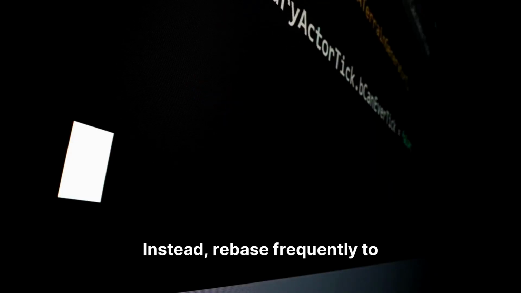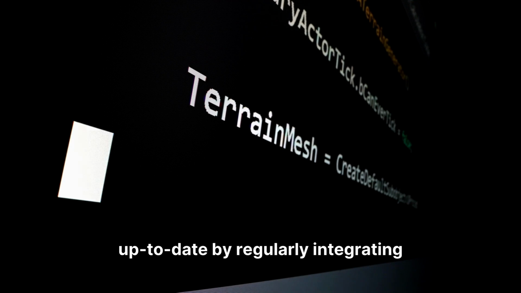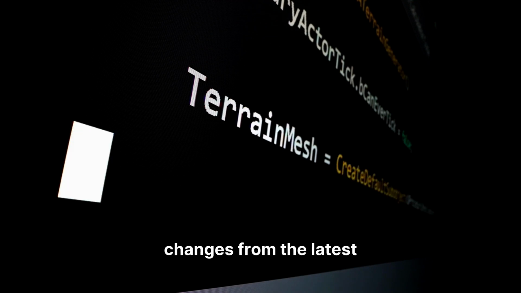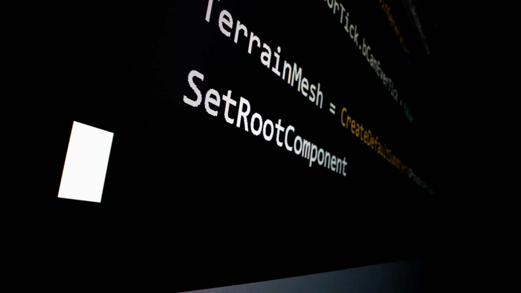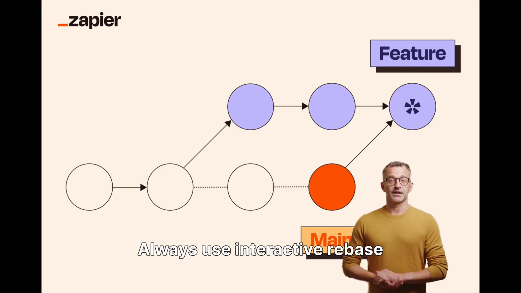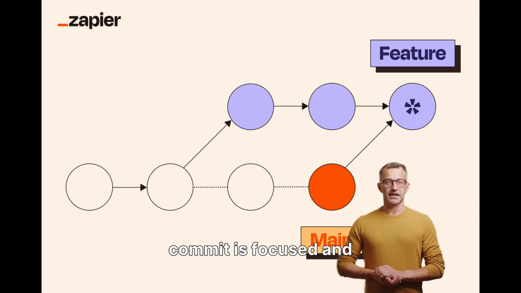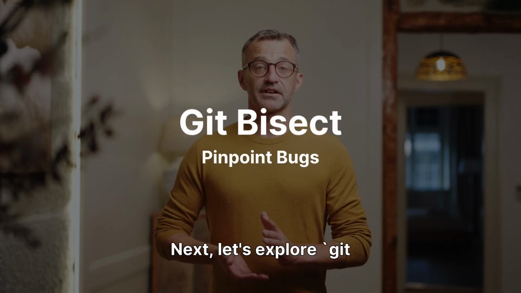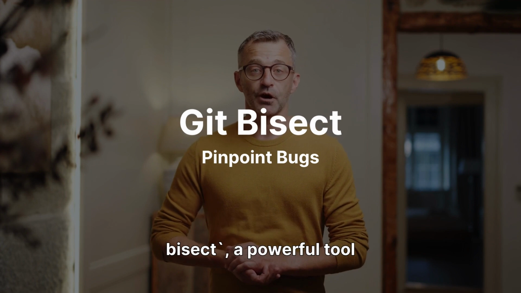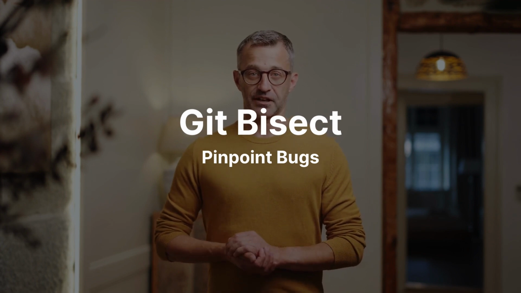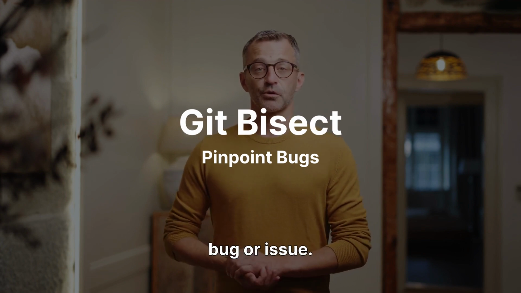Instead, rebase frequently to keep your feature branch up to date by regularly integrating changes from the latest main branch. Always use interactive rebase for local cleanup before merging to ensure each commit is focused and meaningful. Next, let's explore Git Bisect, a powerful tool for identifying the exact commit that introduced a bug or issue.